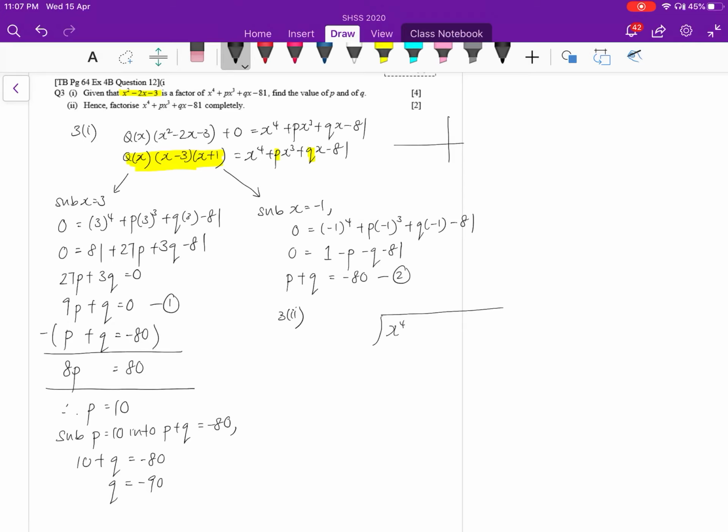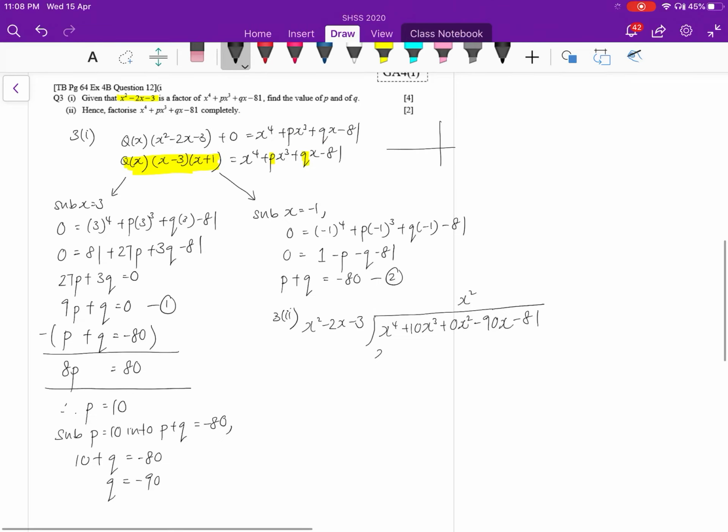So it's x to the power of 4 plus 10x cubed. Okay, there is no x squared, so I've got to put 0x squared plus qx, which is minus 90x minus 81, divided by x squared minus 2x minus 3. Now I'm going to do long division. I'm going to eliminate x to the power of 4, so I'm going to multiply by x squared. I get x to the power of 4 minus 2x cubed minus 3x squared. Don't forget to put a minus with a bracket in front.